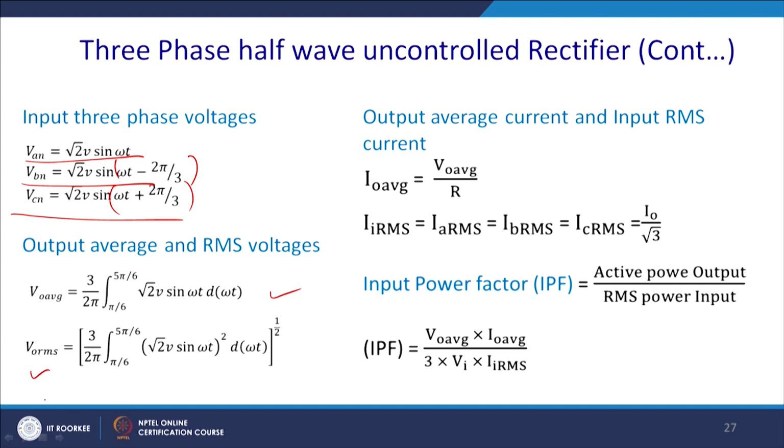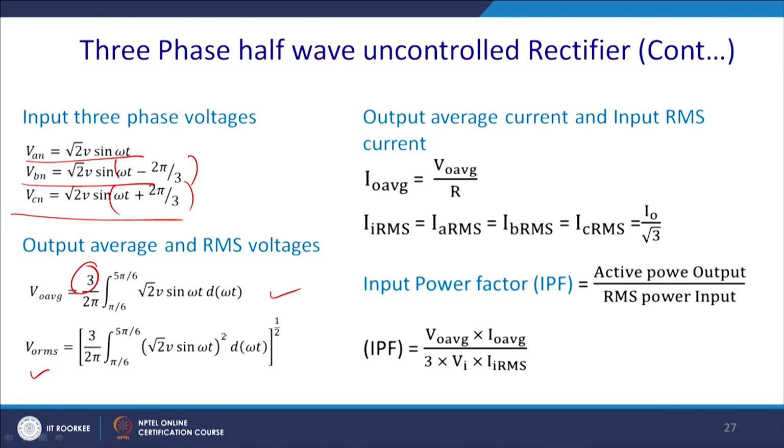Similarly, you can calculate the output RMS voltage, that is, you get 3 such cycles, so it is multiplied by 3. The same way for the RMS value, multiply by 3, integrate from pi by 6 to 5 pi by 6 of root 2 Vm sin omega t squared dt.